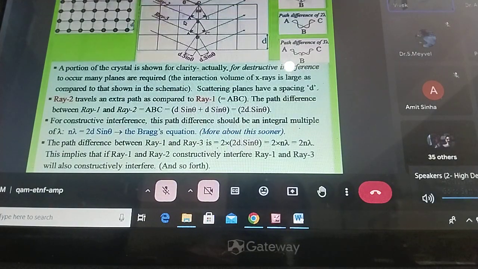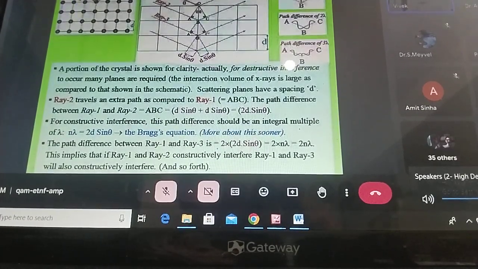Now we will come to Bragg's picture. What does Bragg's equation say? Laue talked about in-plane scattering, and Bragg talked about across the planes. X-rays fall on the constituent particles of the material.